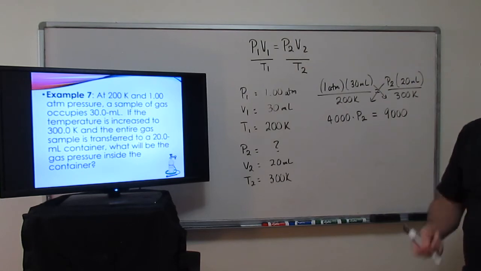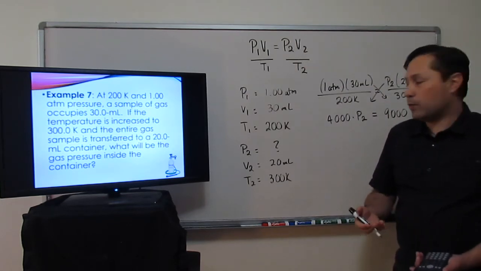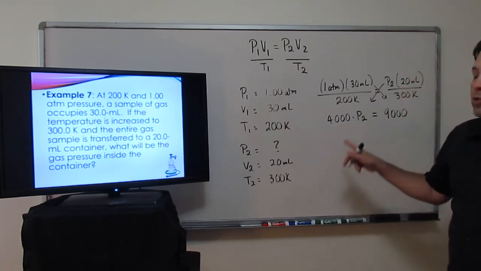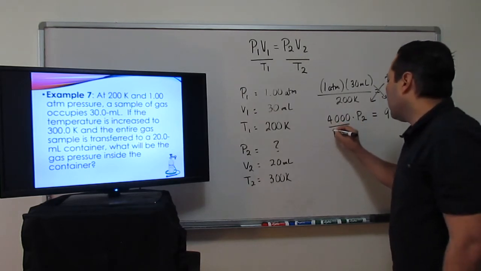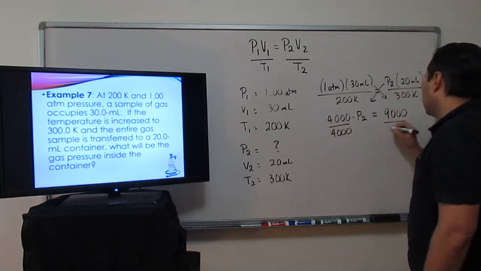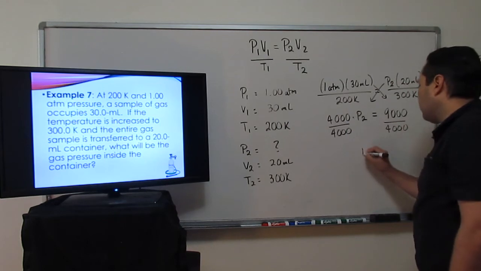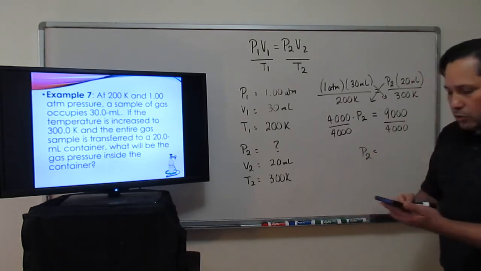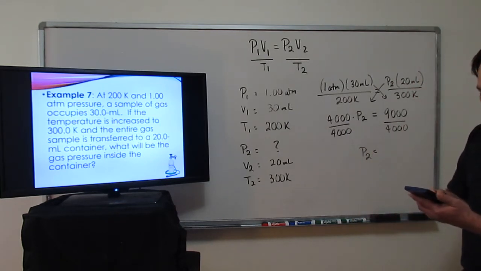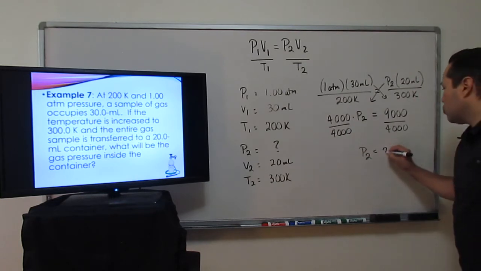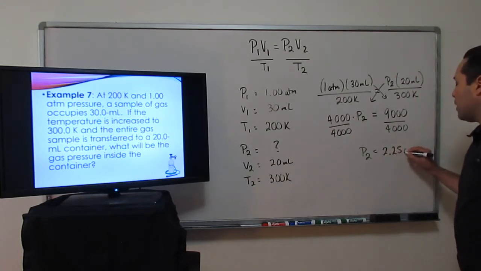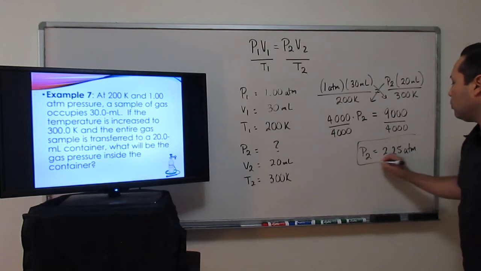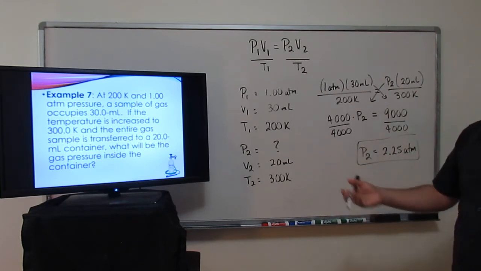Alright, so we finished the cross multiplication. What's next for us? We're going to go ahead and divide by 4,000 so that we can isolate the P2. And that's going to give us the following answer for the pressure. So it's going to be 9,000 divided by 4,000. It is 2.25 atm. That will be the new pressure for this container.